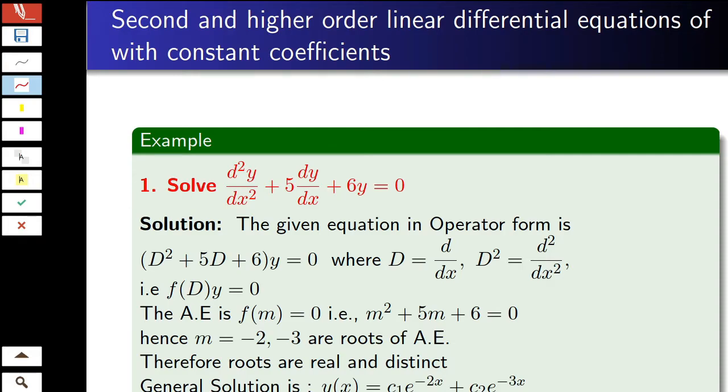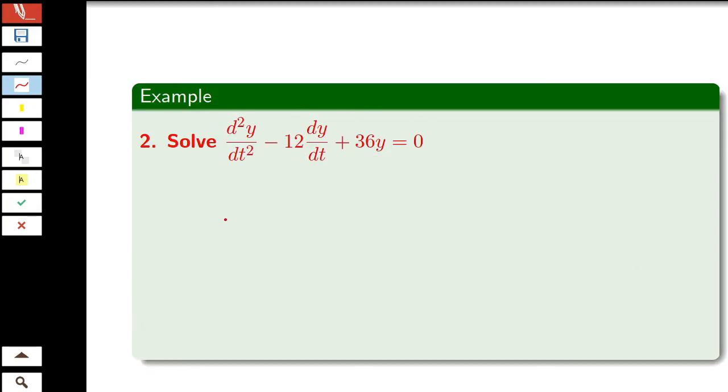If you want, you can press the space button, then you can note down this solution. And come to example 2. Here we have d square y by dt square, second order, but here the independent variable is changed to t. So you must write the solution in terms of t only, dependent variable in terms of independent variable. Try to write in operator form. Solution: D square minus 12D plus 36 into y is equal to 0.